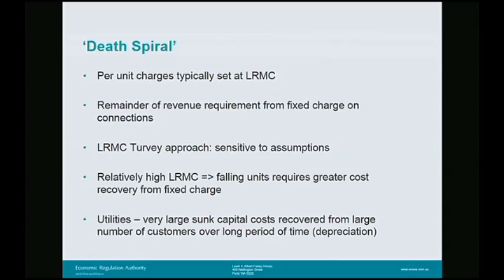A lot of you probably read about it anyway, but per unit charges are typically set at long run marginal cost. We have the total revenue requirement, and then the unit charge is based on the long run marginal cost, and we multiply it by the 5-year forecast of the units, and then subtract that away from that total revenue requirement, and what's left gets divided across the connections and recovered in a fixed charge.